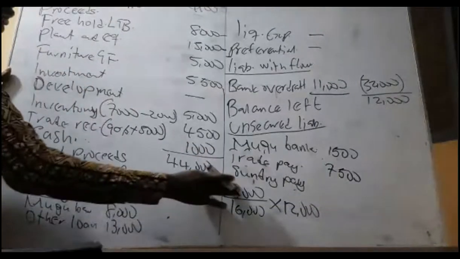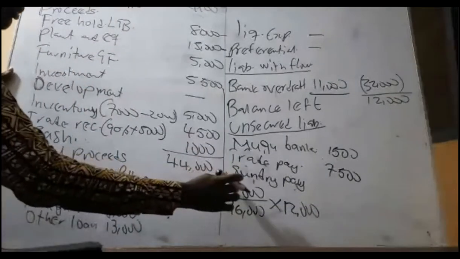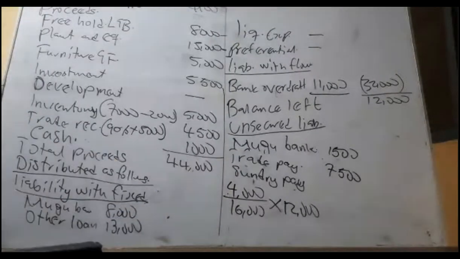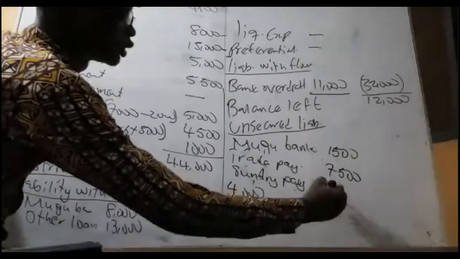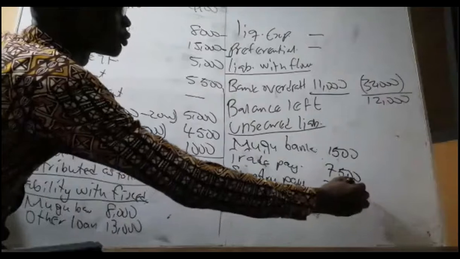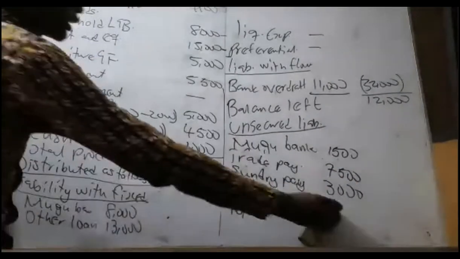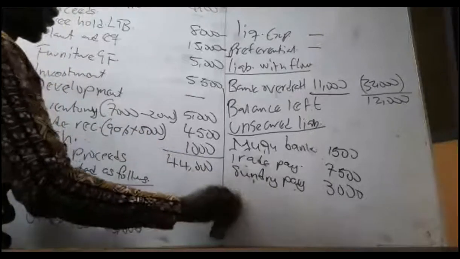Finally, the sundry payables, their value is 4,000. So just change this one. So they also take what? 4 out of this. So that's 3,000, right? Perfect. So 3,000. You are done. So that's the workings, how we got these figures.